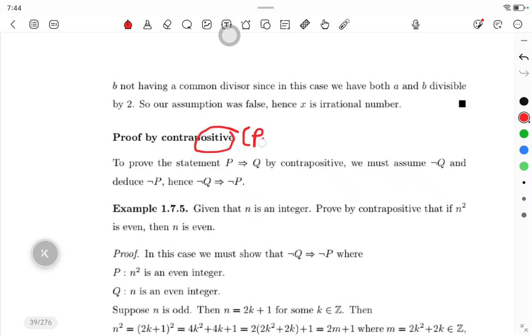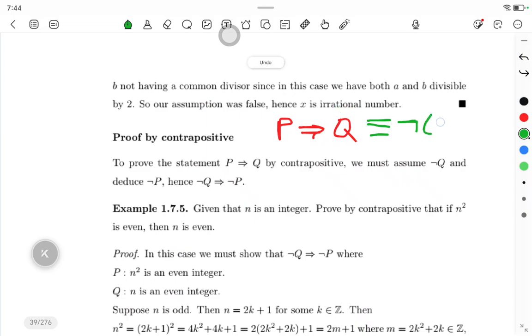Sometimes it's not called positive. We can call it this, right? Contraposition. So we assume the negation of Q and deduce the negation of P. In other words, if you're given P implies Q, for the contrapositive you are going to write it like this. You take this one, you put it first, you negate it.